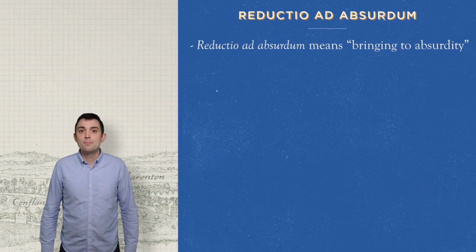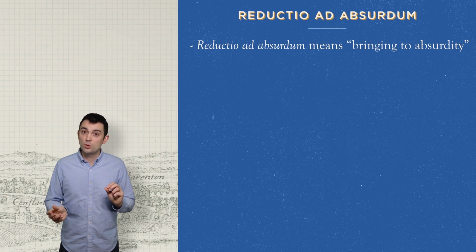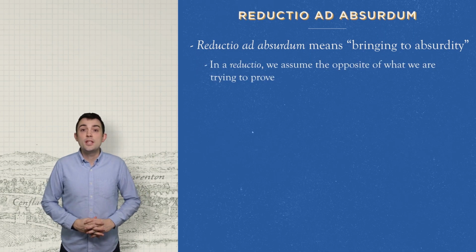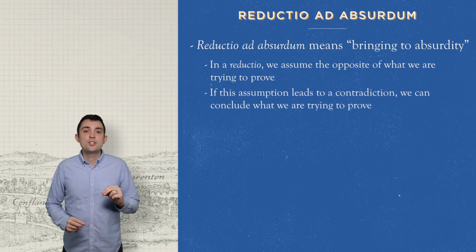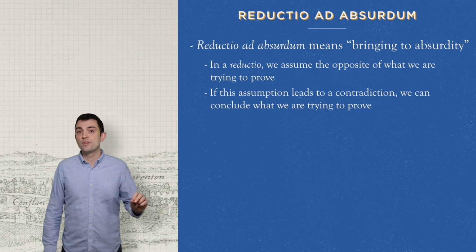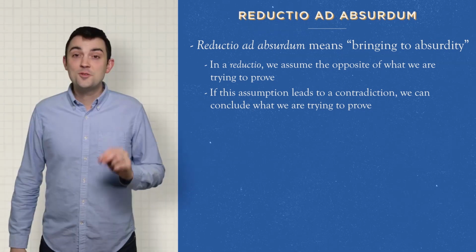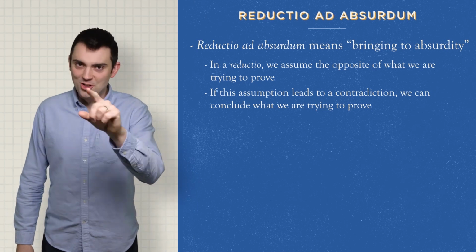Reductio ad absurdum means bringing or reducing to absurdity, in Latin, of course. In a reductio, we assume the opposite of what we are trying to prove for the sake of argument. If this assumption leads us to a contradiction, we can conclude what we were trying to prove at first before the reductio. This method might sound crazy to a regular person, but you all are logic students.